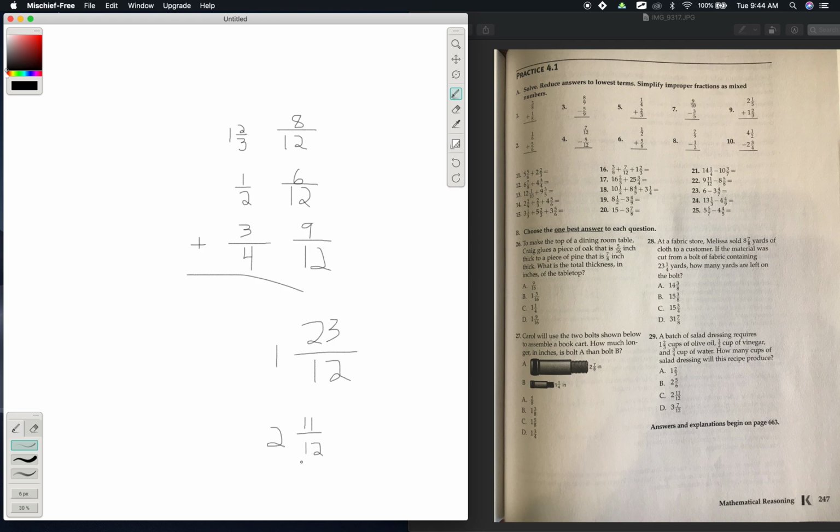Okay, so now beyond that, can this be reduced at all? Is there any number that will go into both of these? There is not. So we know that this is reduced already to its lowest terms, and your answer will be C, 2 and 11 over 12.